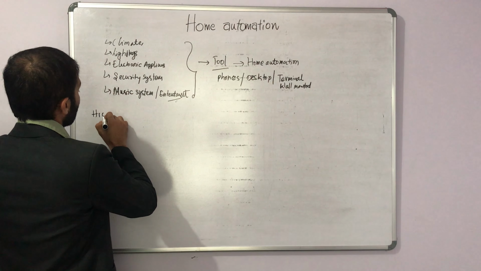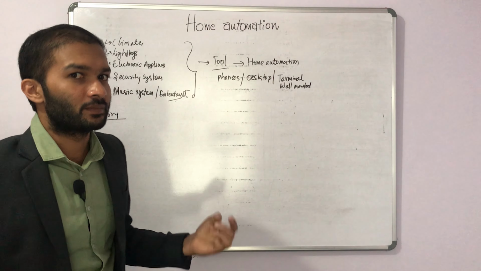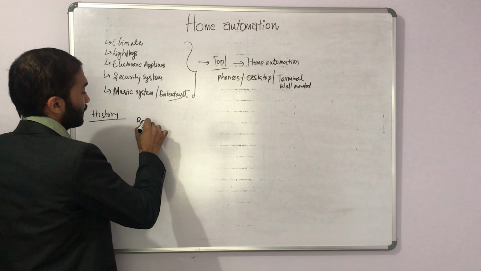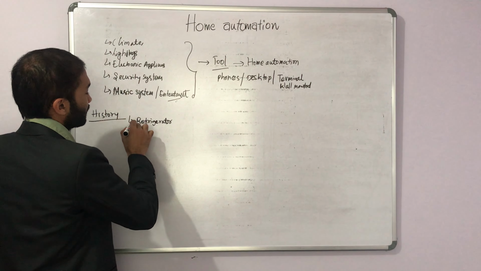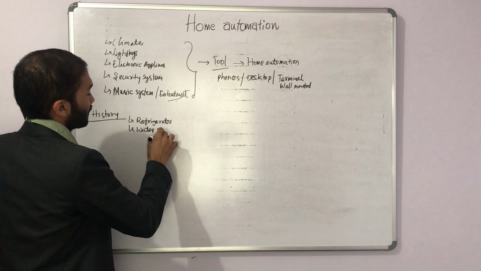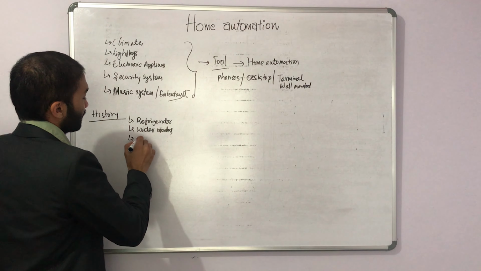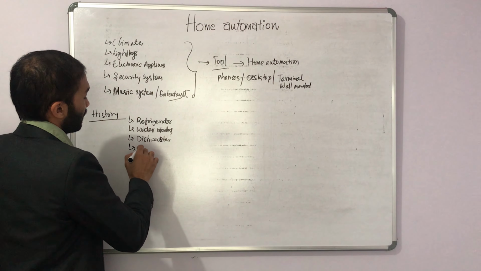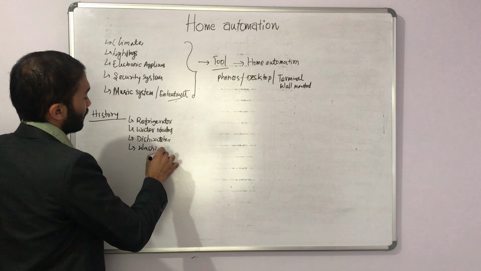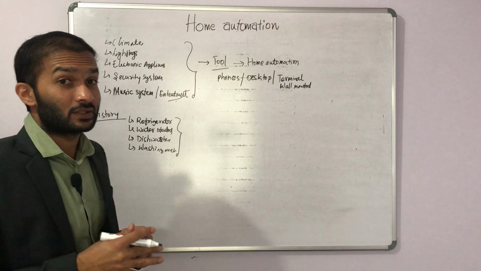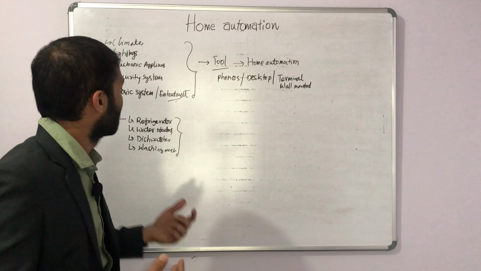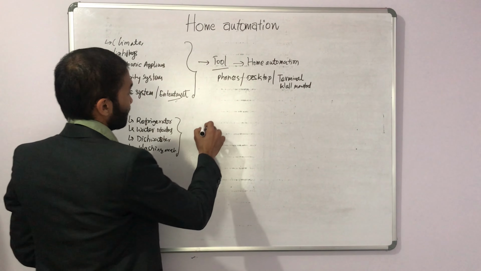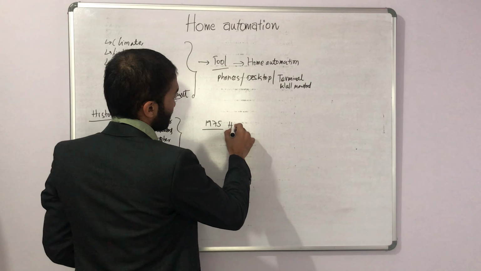If I want to talk about history, we all know that because we want ease of human life, we discovered the refrigerator. We evolved refrigerators, water heaters, cars, and one more, the dishwasher and the washing machine. These are machines that work on behalf of us. By means of easing human life, the same concept evolved into home automation also. In 1975, basic home automation was invented.